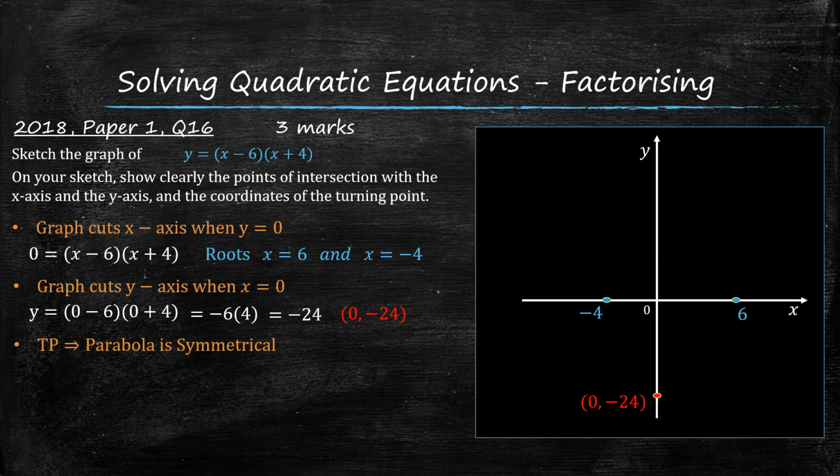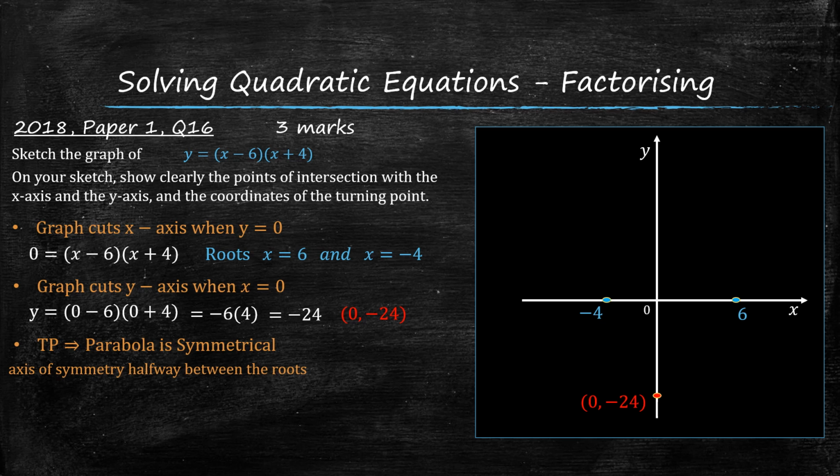Now we can find the coordinates of the turning point by taking the equation from the general form and converting it into completed square form. However, we already have the roots of this equation. We know a parabola is symmetrical, so the turning point and the axis of symmetry will be halfway between the two roots. It will be halfway between negative 4 and 6.